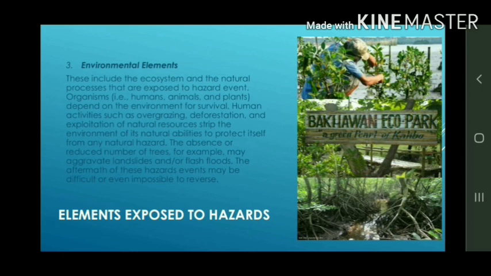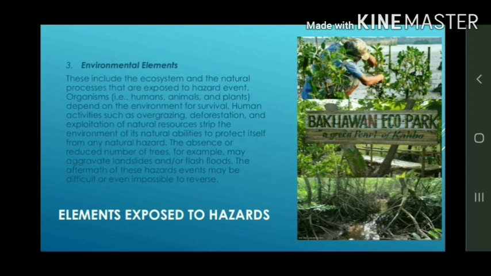The absence or reduced number of trees, for example, may aggravate landslides and or flash floods. The aftermath of these hazard events may be difficult or even impossible to reverse.